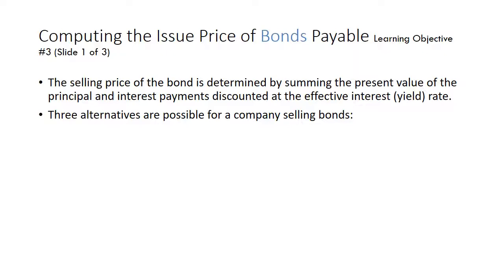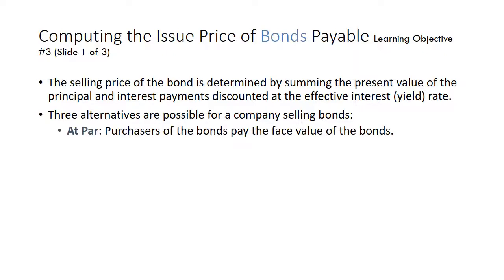So there's three alternatives. Now think about this. Purchasers of a bond pay the face value of the bond at par value. When will the bond selling price equal its face value, or the amount that's promised to be paid at the end? You want to jot this down. When the stated rate of interest, so what the corporation promises to pay over the life of the bond, is equal to the market rate of interest. So no matter what bond you buy, you're all getting the same interest. So the bond will sell at its face value.